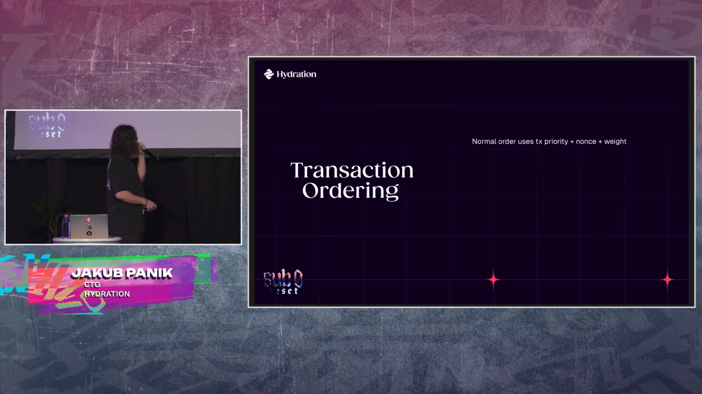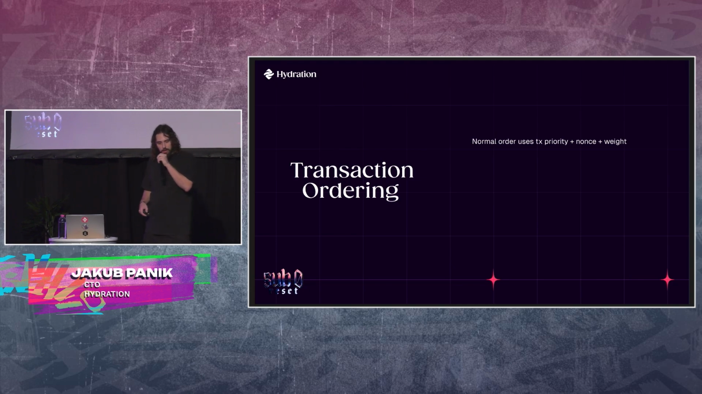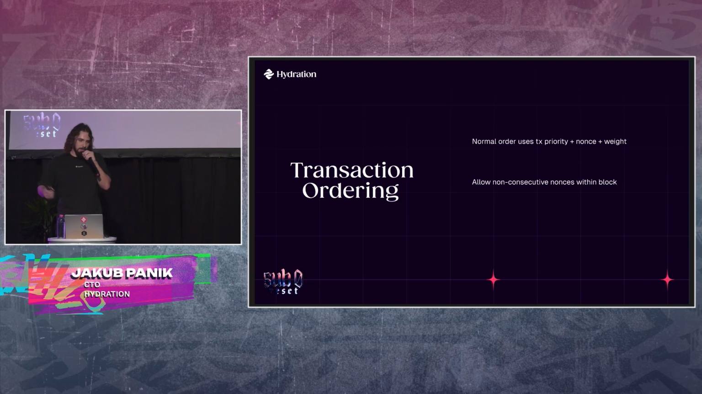Because normal order uses transaction priority and nonce of the user's transaction, and the weight to compute which transactions are going first and which transactions are going last. So for this to work, we need to allow for the users to have non-consecutive nonces inside of the block. Nonce is like an incrementing number which prevents repeating attack of the transaction. And we need to have custom priorities based off transaction type.